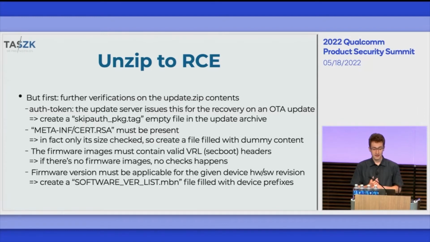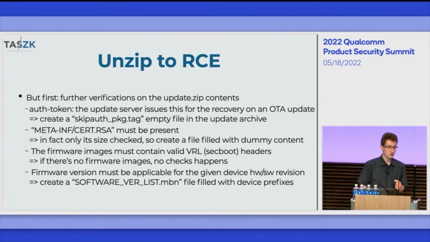For example, they check for version strings, like sanity checks, whether this update is the correct one for this model type of thing. There's jar heritage, like the cert.rc, but there's a bug and it only checks the size of this file, not the actual content, so it can also be bypassed.